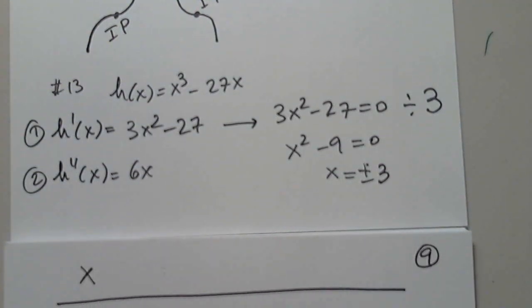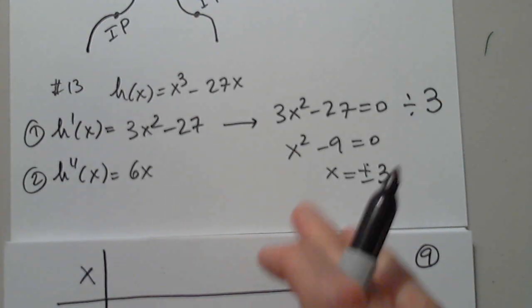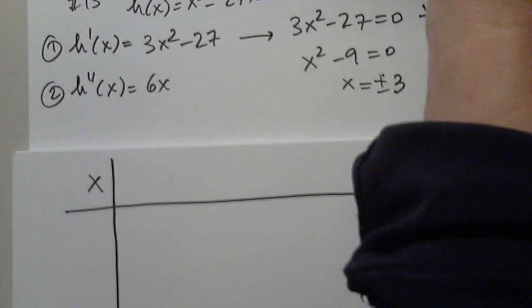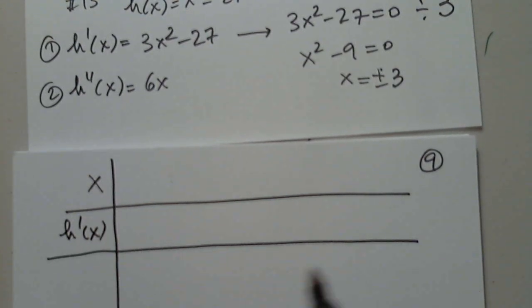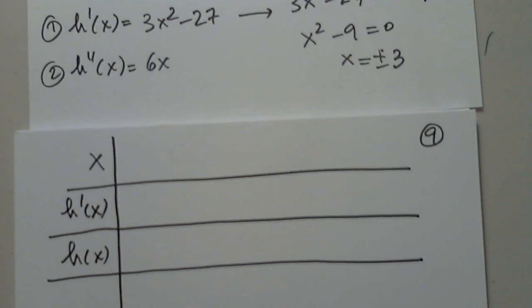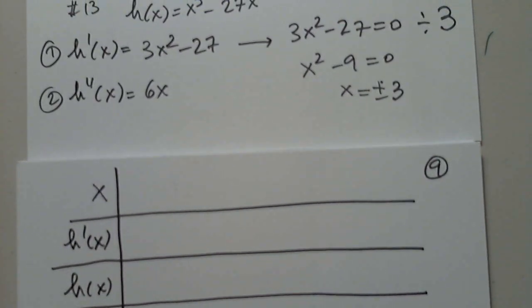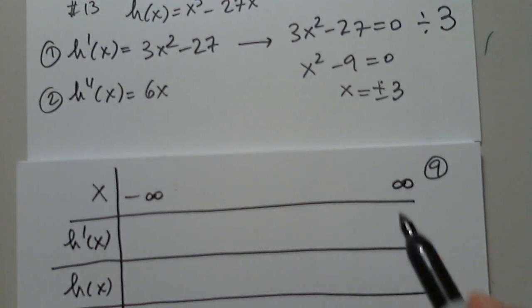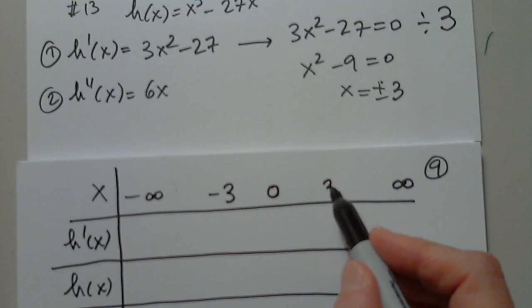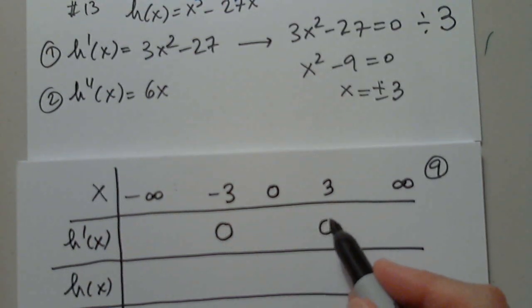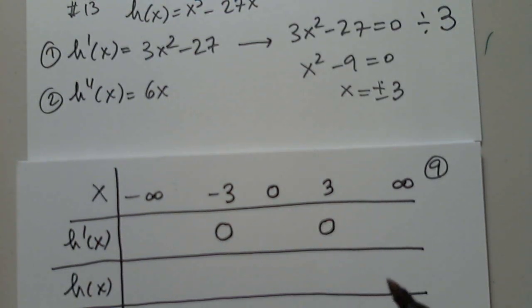Of course, I have to get my table going. And here's how the table will look. I have h prime of x. I have h of x as we had before. No change there. I'm adding the last row as the second derivative. You will tell me that the domain is all real numbers. I will put in -3. 0 has to be in the table. 3.